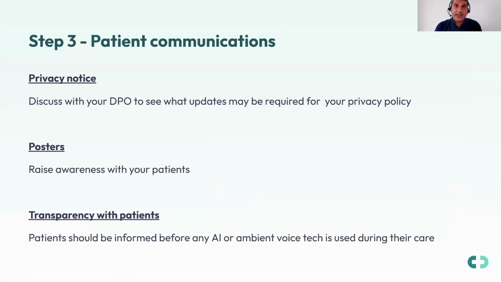The other bit of communication is at the point of consultation. So there's lots of transparency that goes on with the patient. Before we're using an AI scribe, just to inform the patient. So my usual message to the patient is that I'm using an AI scribe to help me write up my notes. Are you happy for me to use that? And patients invariably will just agree to that, and then you can continue with the consultation as you would normally.